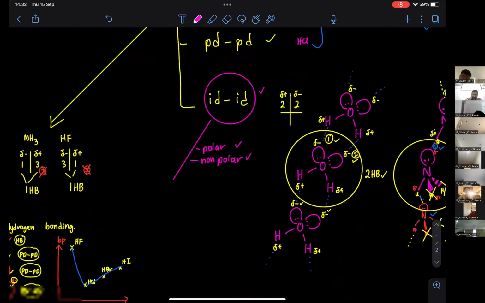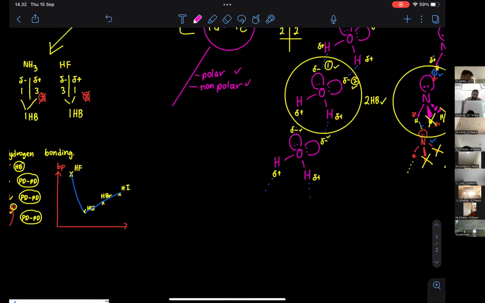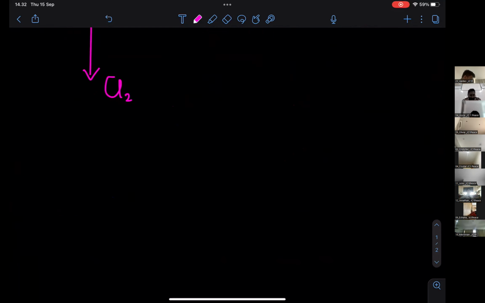But when it comes to non-polar molecules, there is no other option. It's always ID-ID. An example of non-polar molecules that have ID-ID is, generally, Cl2. They are going to have ID-ID.